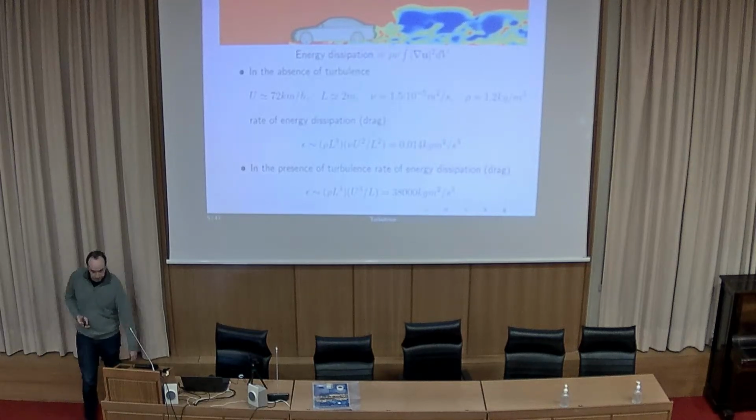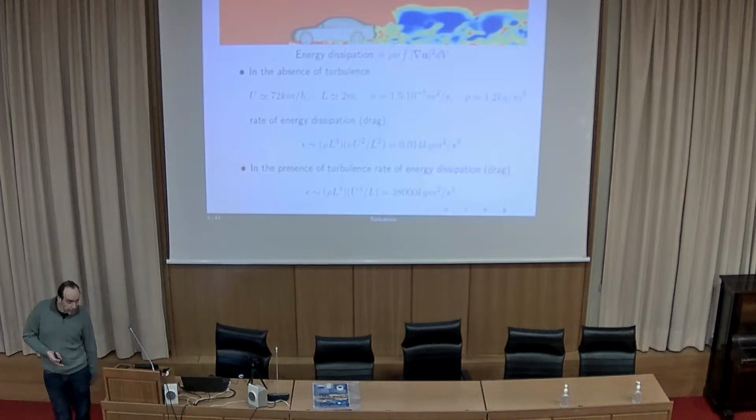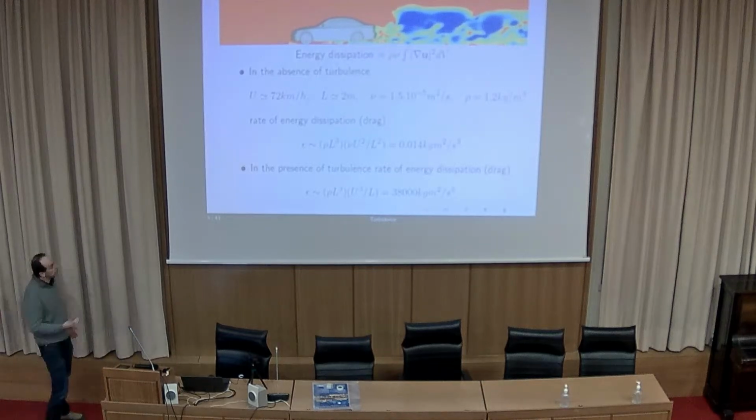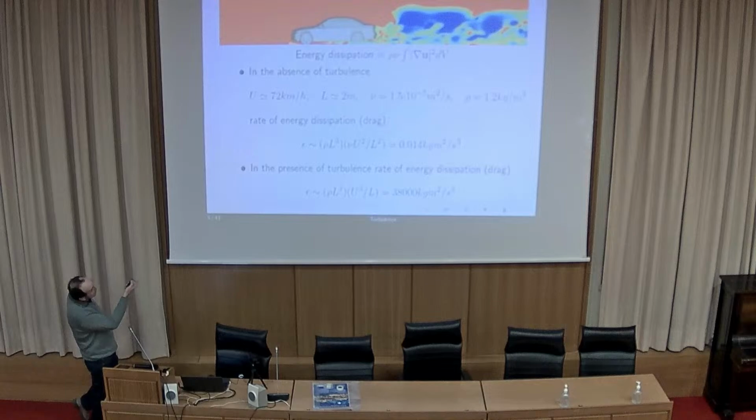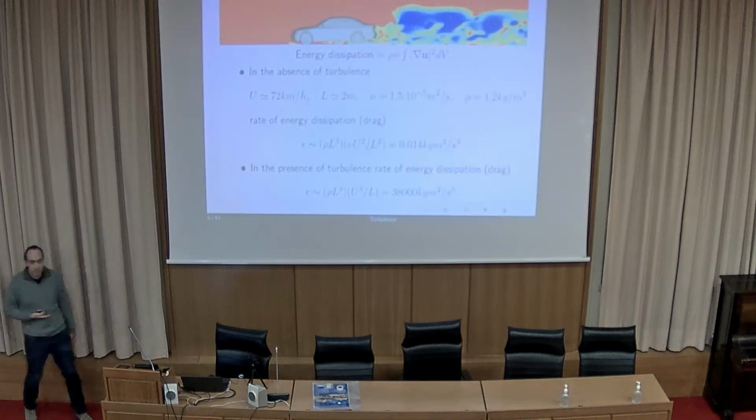It's very small. What happens in reality is that there is turbulence, and that estimate of the velocity gradient, velocity divided by length scale, is very wrong.